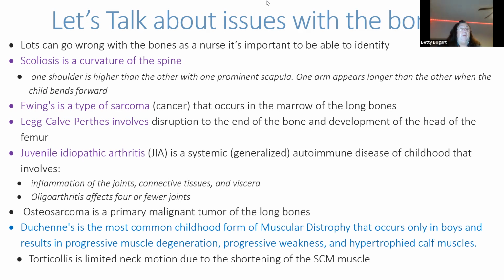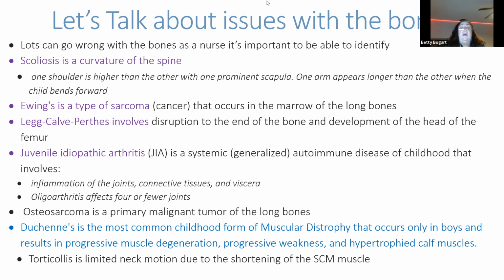Ewing's is a type of bone cancer, a sarcoma, and you're going to see it in long bones. You can see it in the scapula, and in jaw bones and then the other long bones. Legg-Calvé-Perthes is a problem with the development of the head of the femur. It's not an infection, but the blood supply is diminished, which causes problems at the head of the femur that goes into the hip socket, and it's painful. That tends to go away by itself with just rest and some ibuprofen.